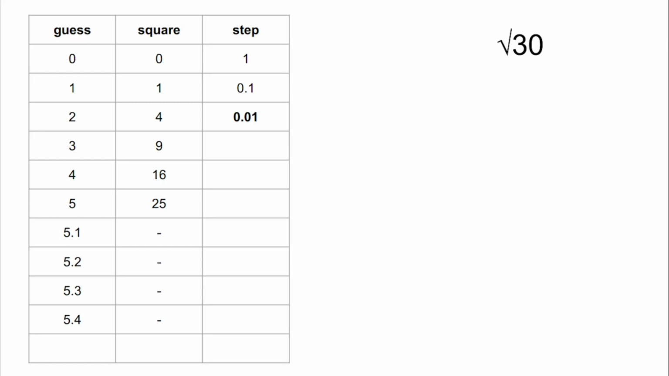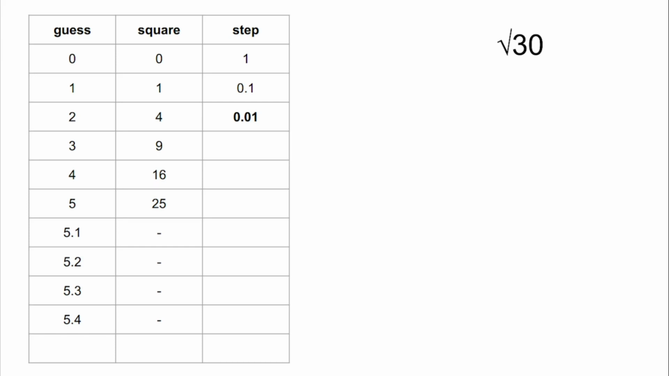Also note that there will be cases where the square root is recurring or non-terminating or both. In those cases, we'll stop once we have achieved the desired accuracy in terms of the number of decimal places. What it means is that if we do not get the exact answer and the value of the step becomes too small, we will stop and the current value of the guess will be our approximate answer.